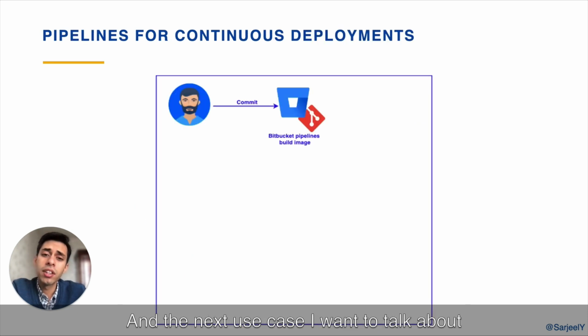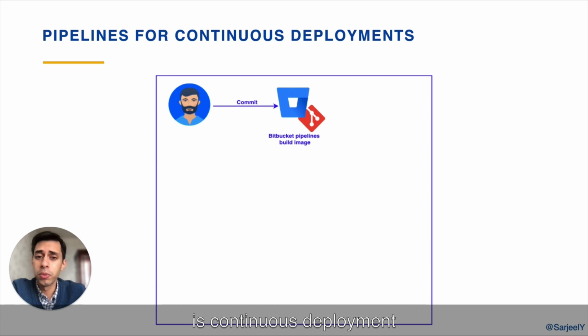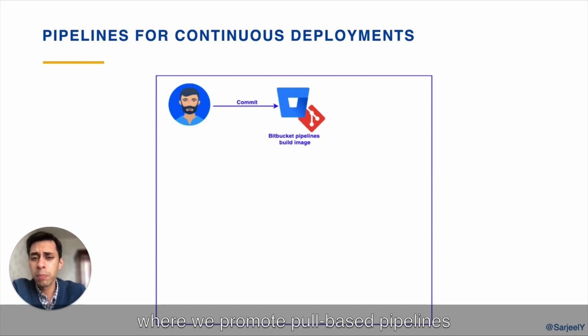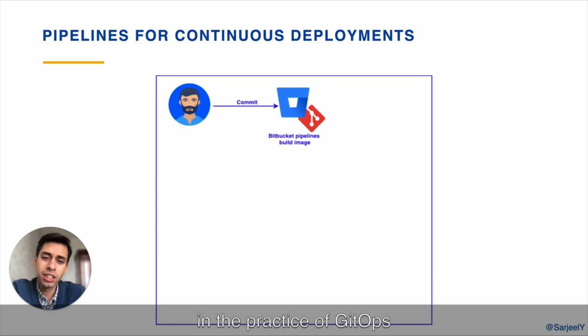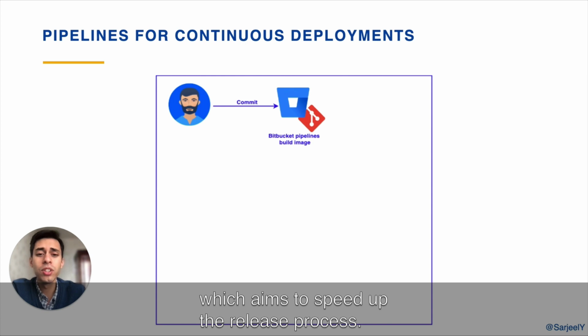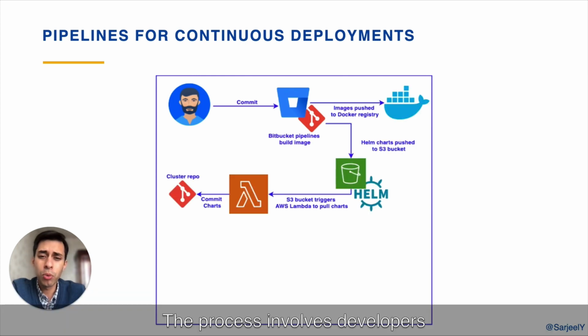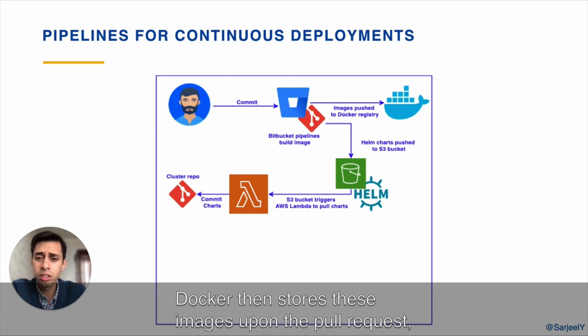And the next use case I want to talk about is continuous deployments, where we promote pull-based pipelines over conventional push-based pipelines, a concept that is now popularly being captured in the practice of GitOps in Kubernetes-based infrastructure, which aims to speed up the release process. Right. The process involves developers creating pull requests through Git VCS tools. Docker then stores these images upon the pull request.